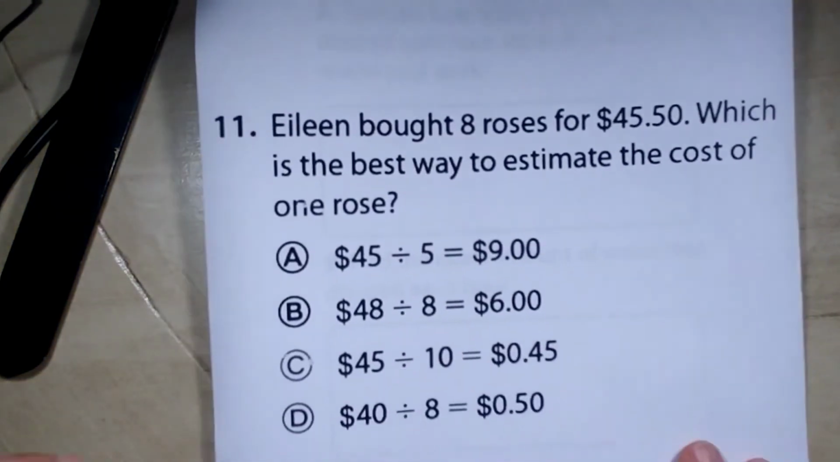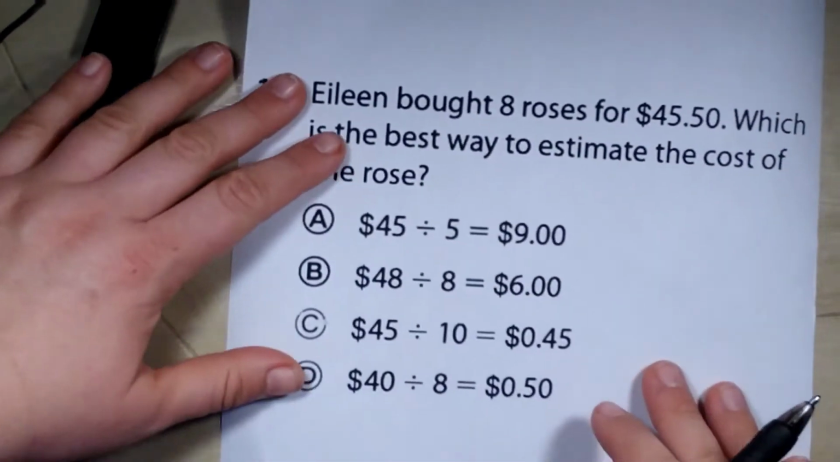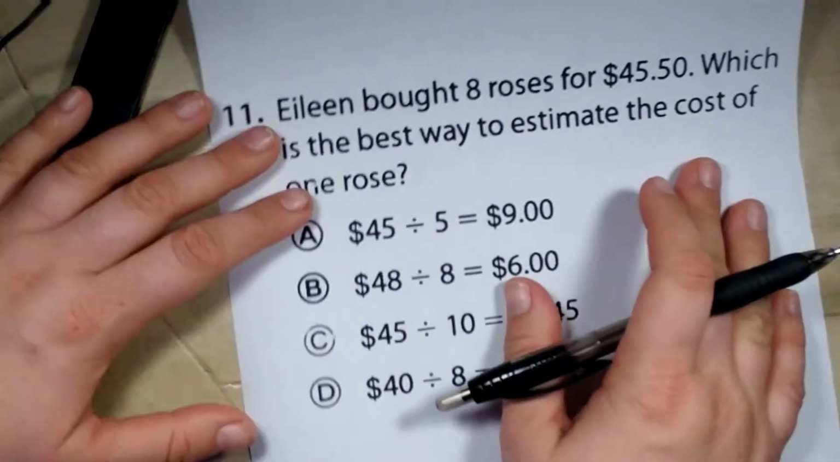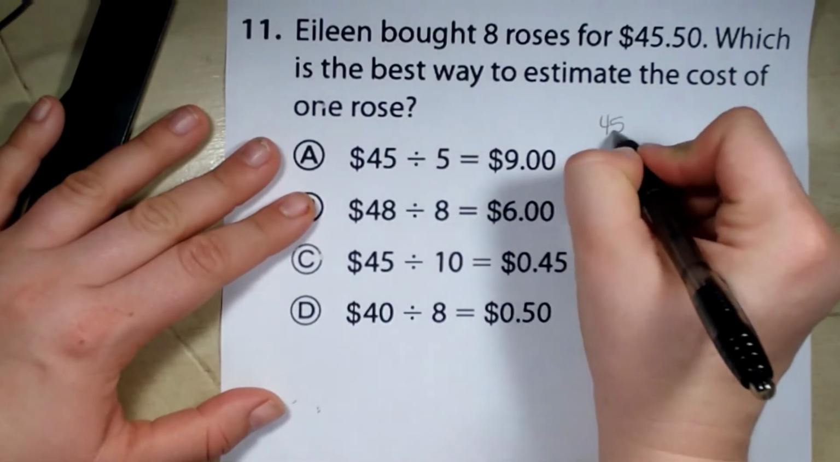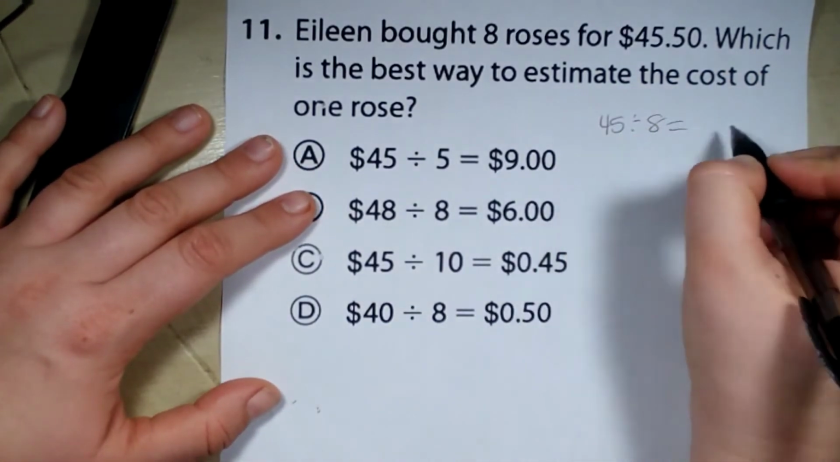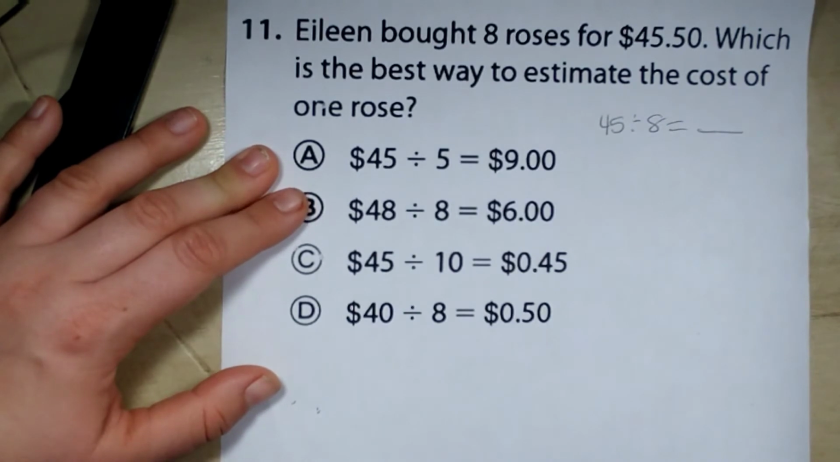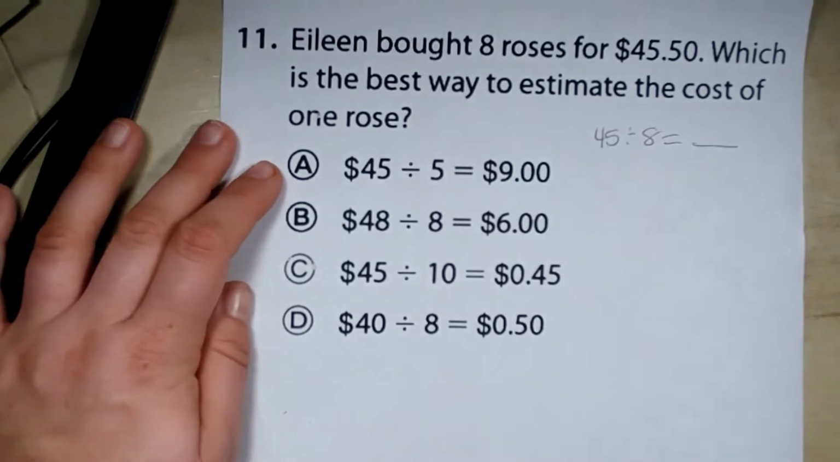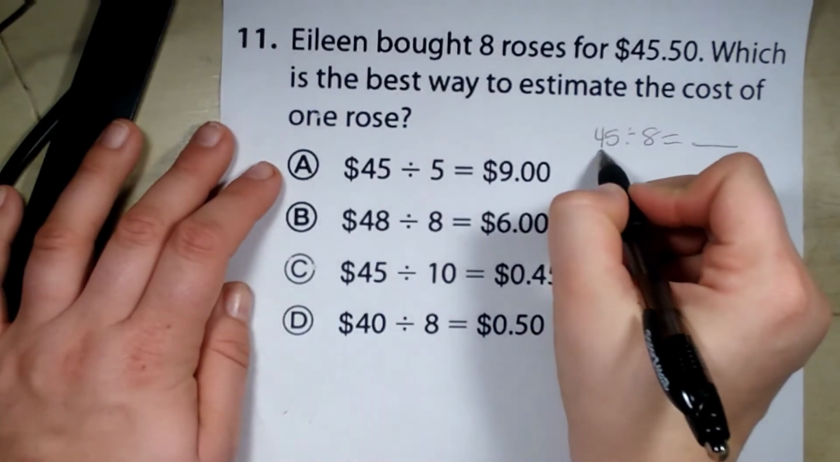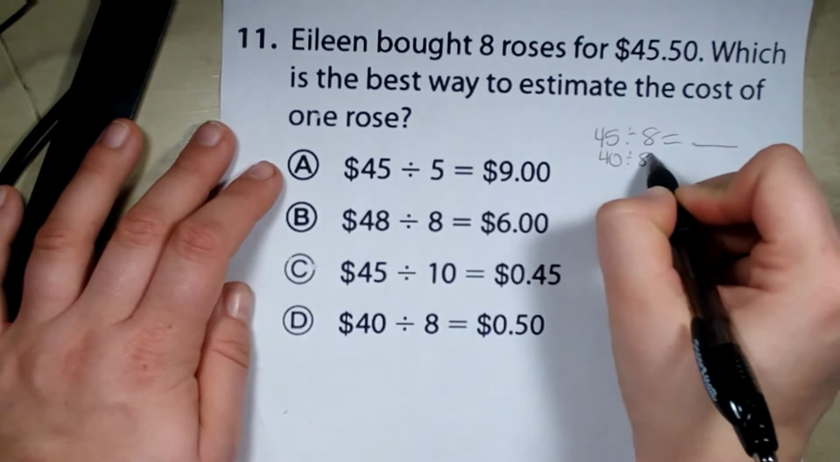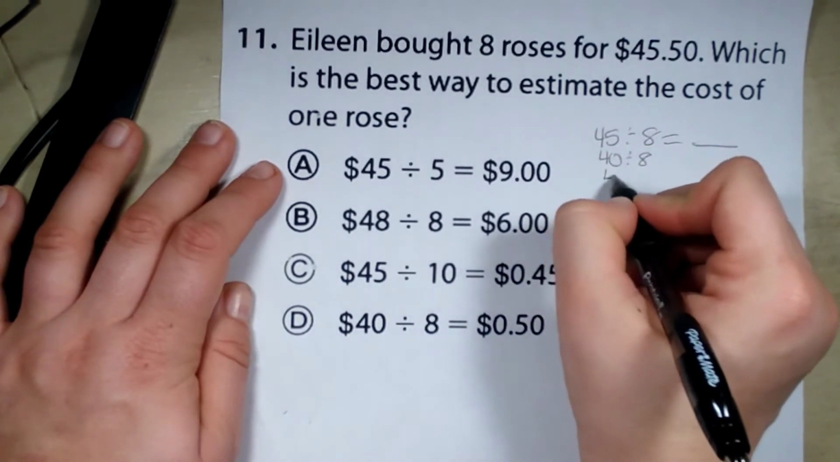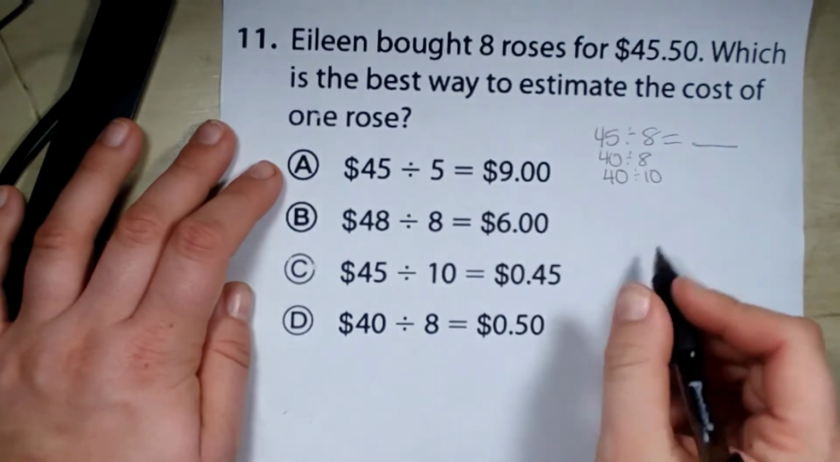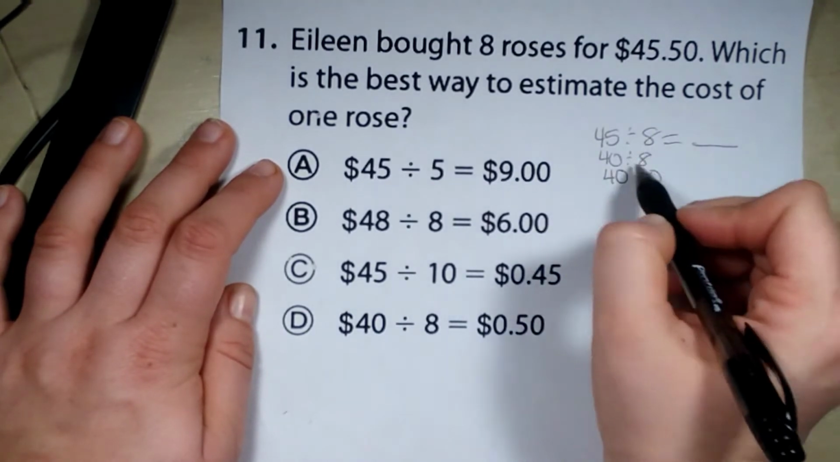All right. Our next one, Eileen bought 8 roses for $45.50, which is the best estimate to estimate the cost of the rose. So if I say 45 divided by 8 equals something, that's my actual answer. Now I have 2 choices. I could put this down to 40 and divide by 8. I could make this 40 and divide it by 10, but I get a chance of making it not as accurate if I change both numbers.